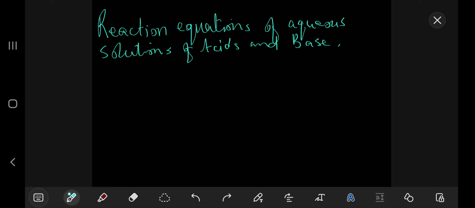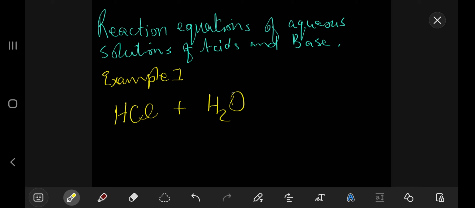okay, I will start with an acid, example 1. So example 1, we have HCl, hydrochloric acid. So we already know that hydrochloric acid is an acid, right? But the acid we put in water. So according to Arrhenius, it is a substance that ionizes in water. So that is why we put it here in water, right?